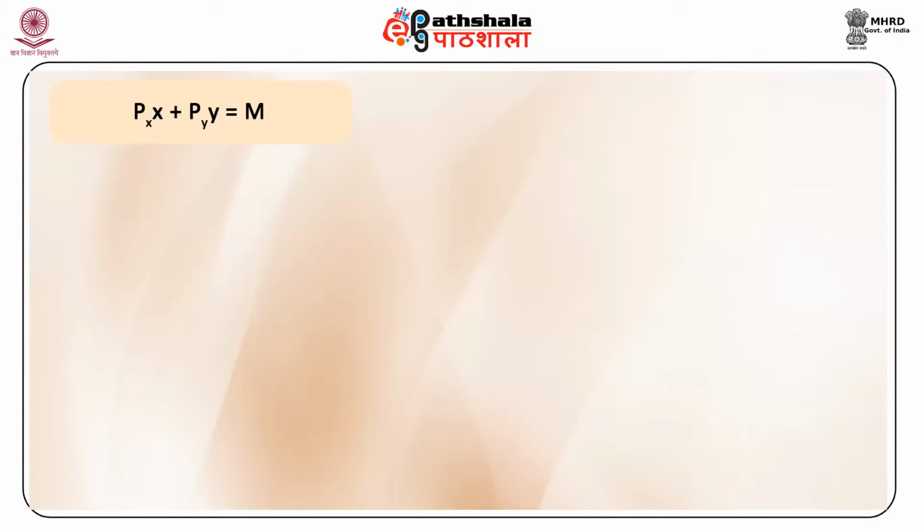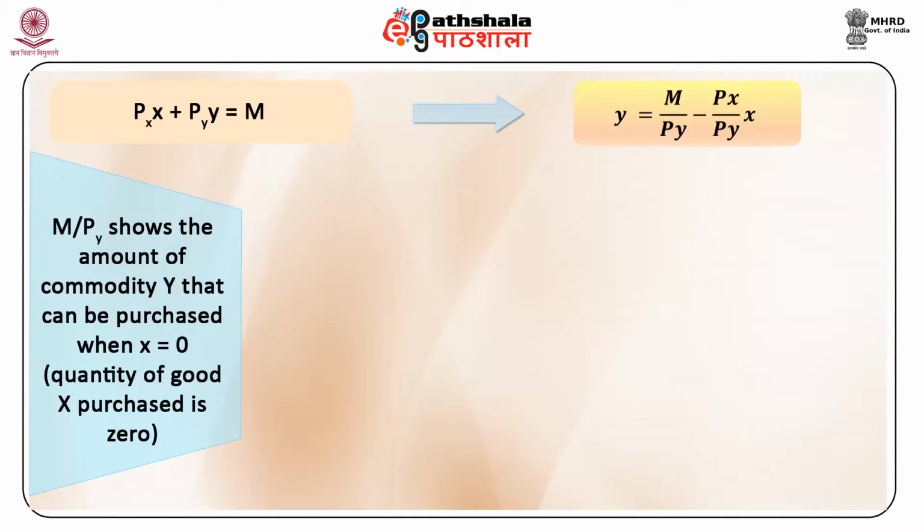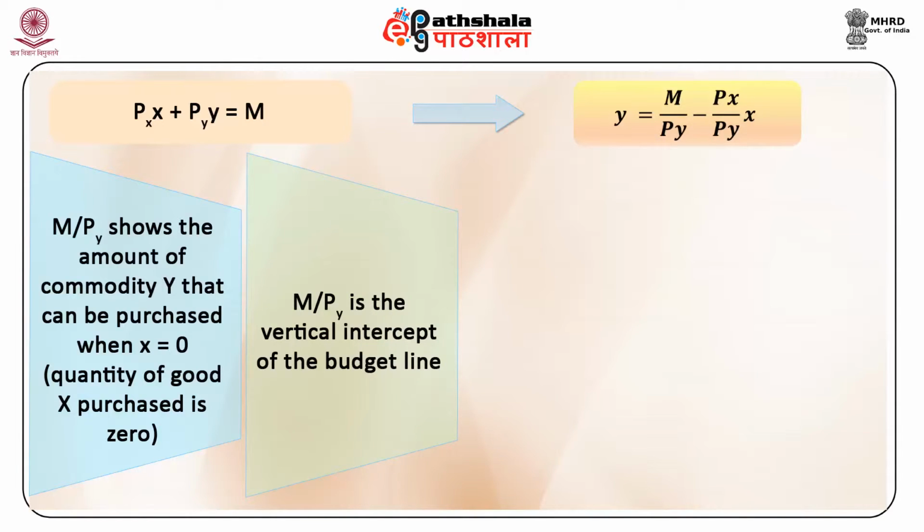Solving first for y, we get the following alternative form of the budget equation expressed as the equation of a straight line. Y is equal to m upon py minus px upon py into x. Third equation. The first term of equation third, that is m upon py, shows the amount of commodity y that can be purchased when x is equal to 0. Quantity of good x purchased is 0. In other words, m upon py is the vertical intercept of the budget line.